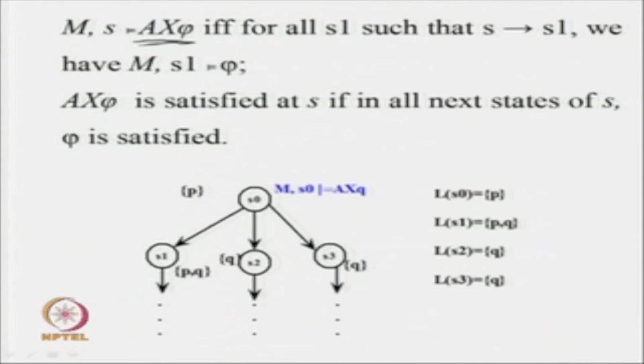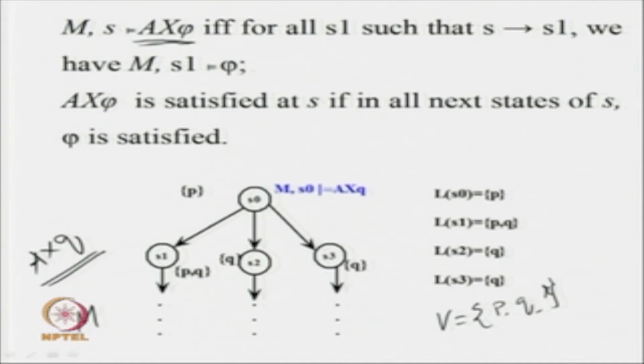So, just look into this particular model and these labeling functions. Say L of S 0 is P, where we have a set of atomic propositions P, Q, R. These are the 3 atomic propositions. So, in S 0, P is true, in S 1, P and Q are true, in S 2, Q is true and in S 3, Q is true. Now, we are going to look at the formula A x q. What does it mean? In all paths, in the next state, q holds or not.